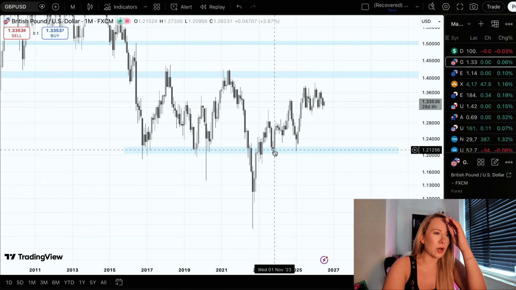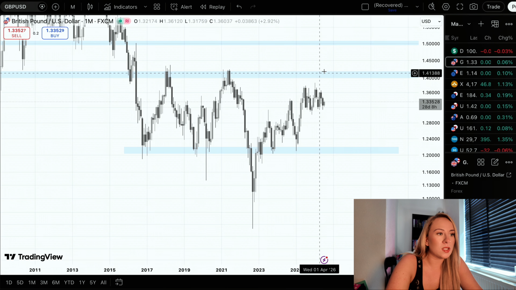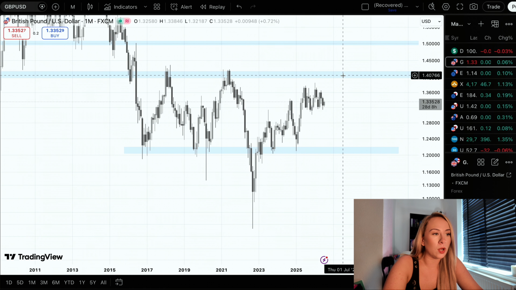So when I say memory, when it comes to price action, this is what I mean. Price knows, well, not price, but the traders know that this is what is going to happen when price reaches a certain level. Now, it's literally as straightforward as that.